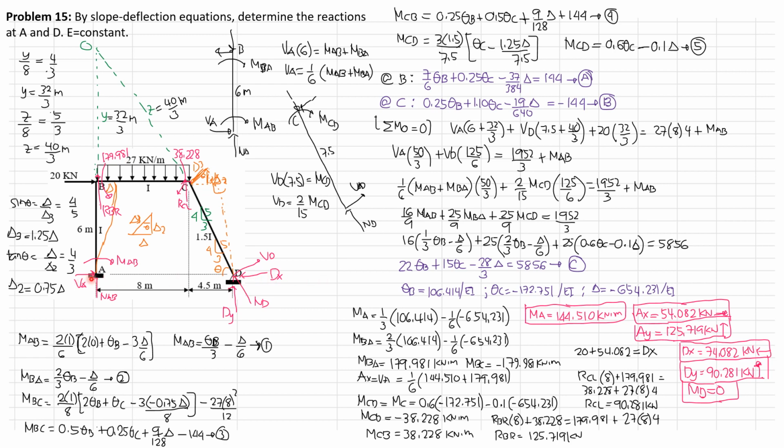Therefore, for AB, BC, the equation is moment near is 2EI over L quantity 2 theta near plus theta far minus 3 times delta over L plus fixed moment near. But for CD, moment near is 3/4 or 3EI over L quantity theta near minus delta plus fixed moment near minus 1/2 fixed moment far.